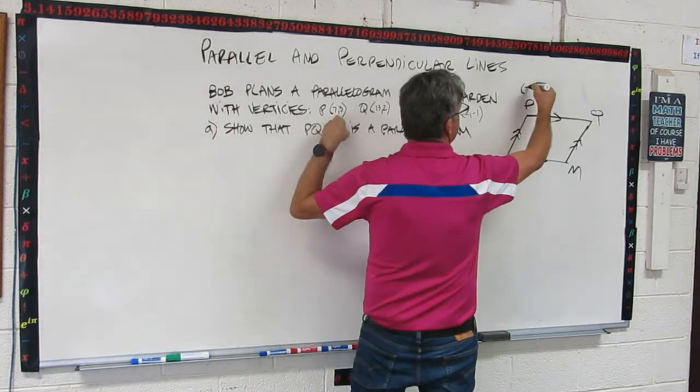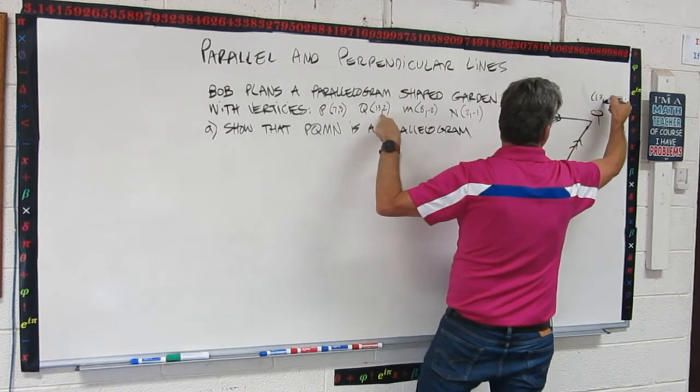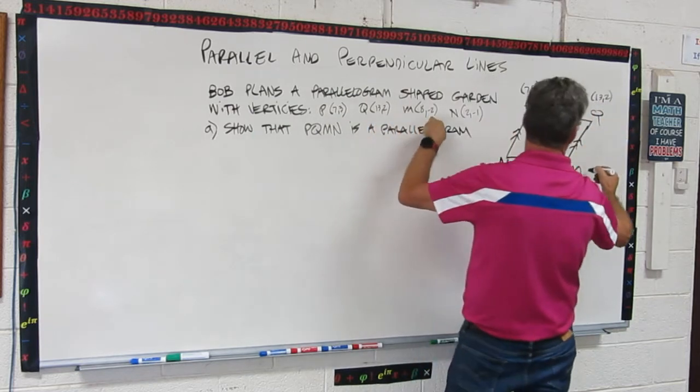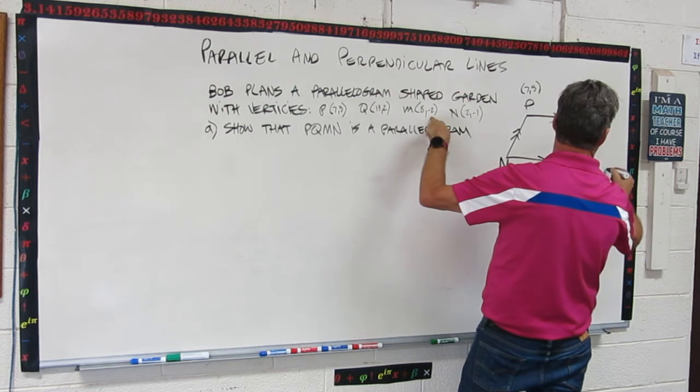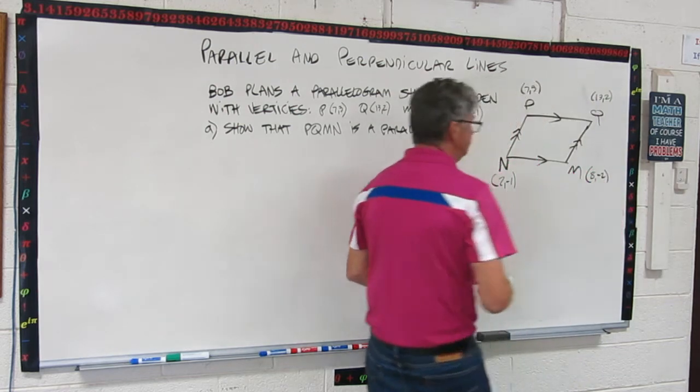So this one is (7, 3). This one is (13, 2). This one is (8, -2). And this one is (2, -1).